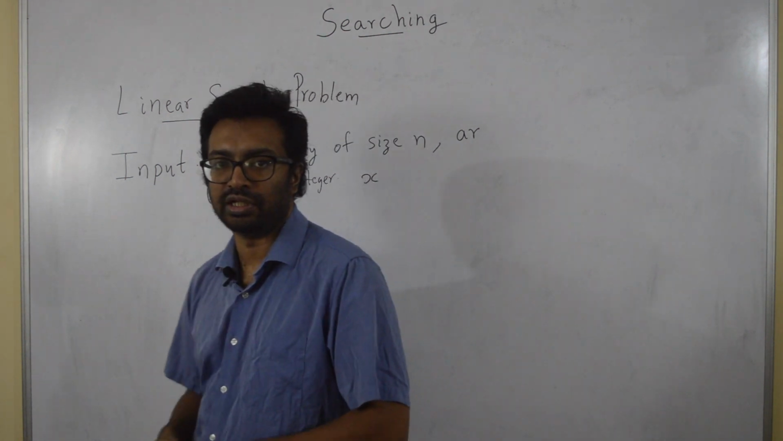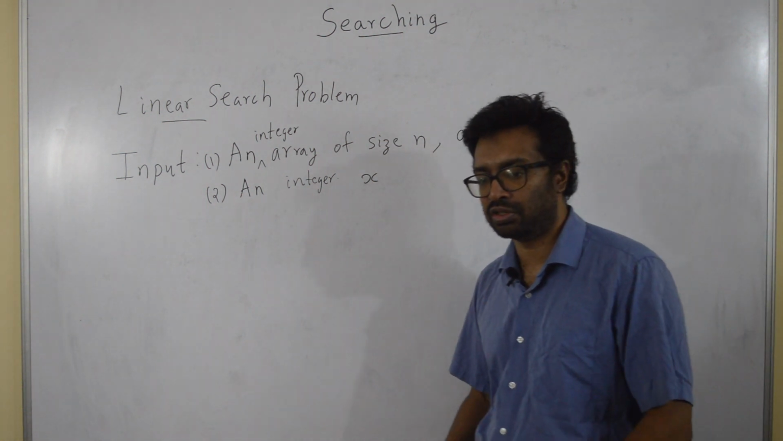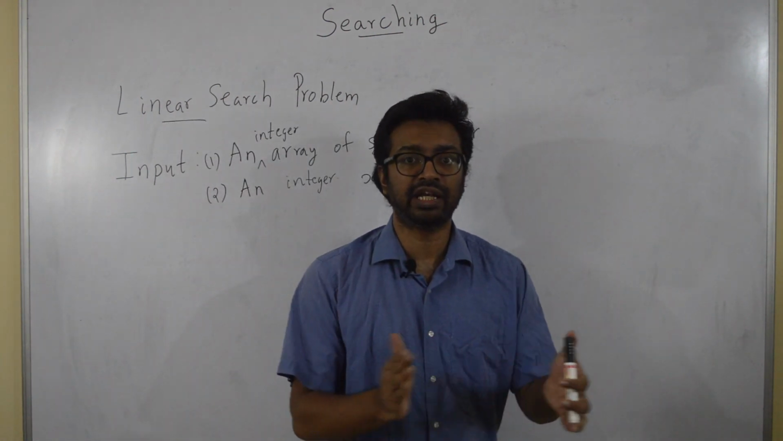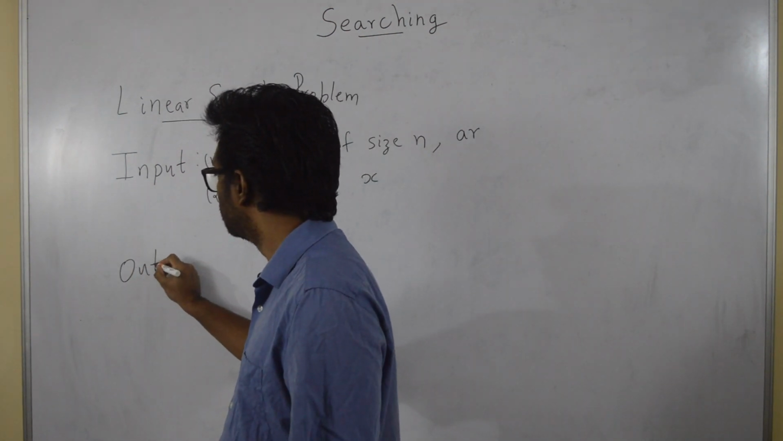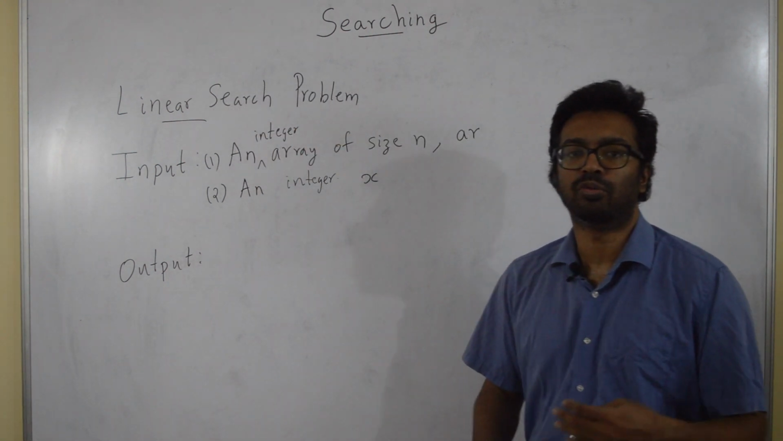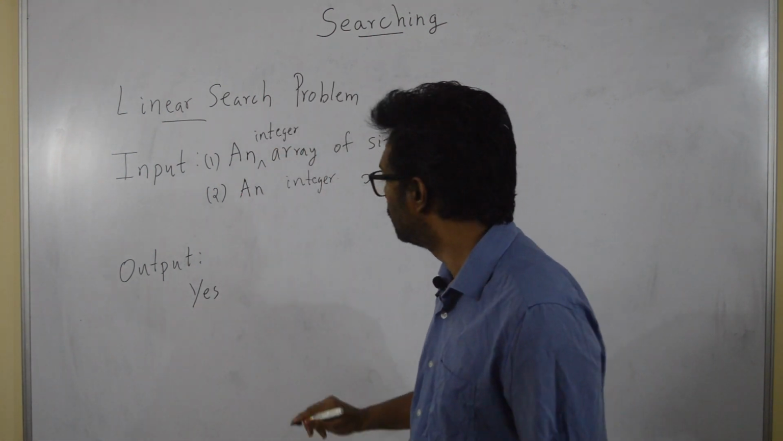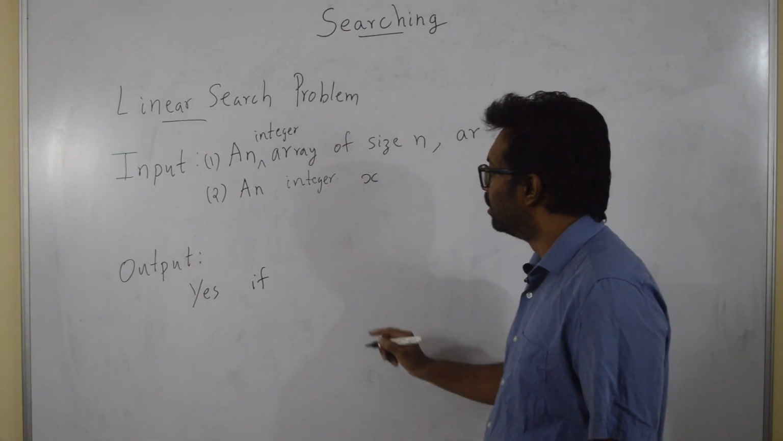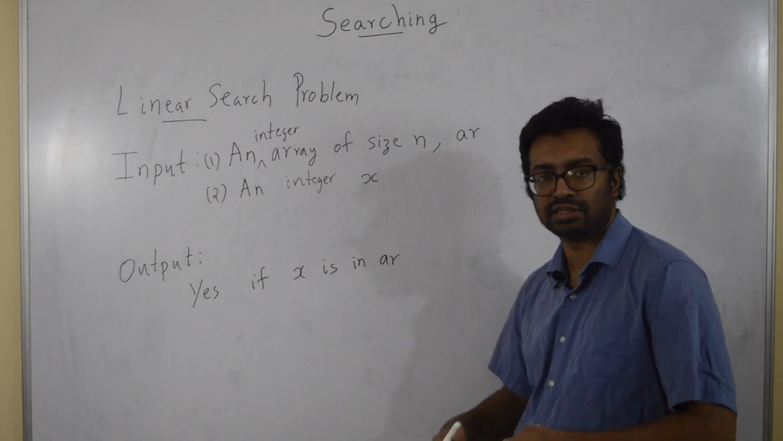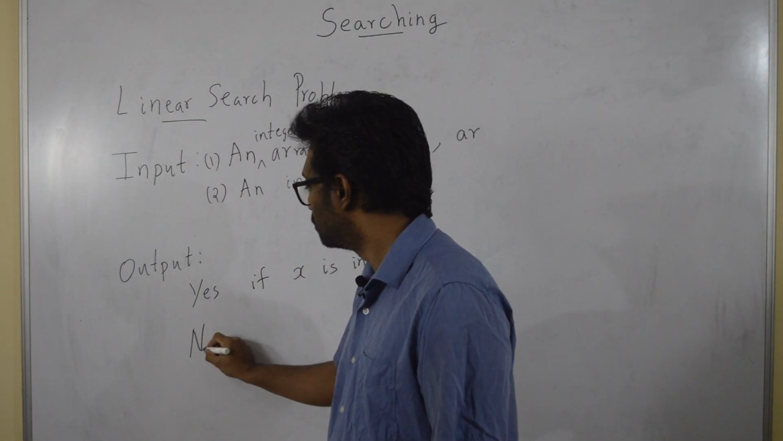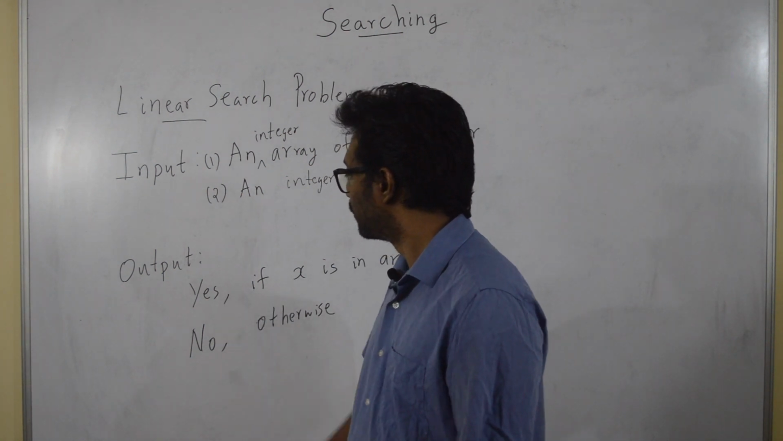And what are you interested in? You are interested in checking whether this X is in this array of numbers. The array AR contains n numbers, and you are asked whether X is in that array. So that's your output. What do you need to output? You need to output yes if the integer X is in the array AR, or no otherwise. So this is the output.